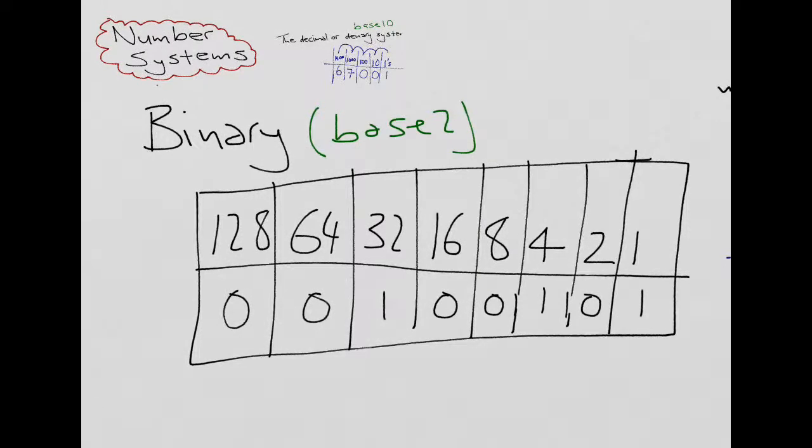Fairly straightforward. Sounds complicated, but it's not. 0 indicates it's not important, it's not included in the value. 1 means include this part, this number. So 1 under 32 means 32 will be included. 128 won't be, 64 won't be, 16 won't be, 8 won't be, 4 will be, 2 won't be, and 1 will be, which will obviously give us 32 plus 4 plus 1, which will give us 37. So that's binary or base 2. Remember, doubling up each time. 1 to 2, 2 to 4, 4 to 8, 8 to 16, 16 to 32, 32 to 64, and so on.